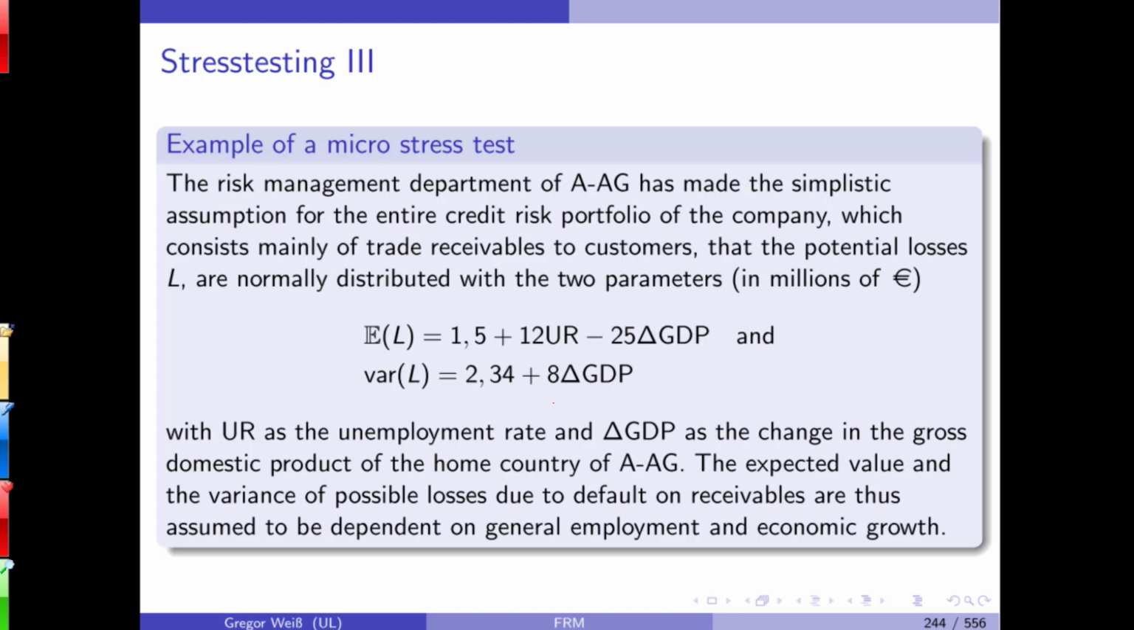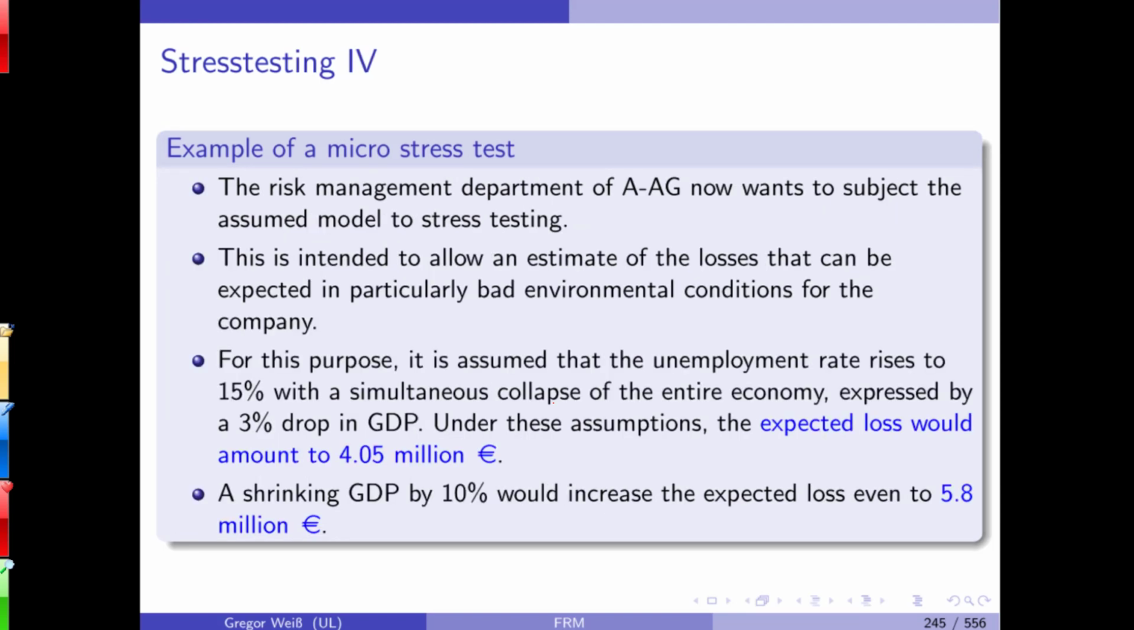You have some idea how your profits look like or how your losses look like. You have a function that looks like this with an expected loss and variance. You have unemployment rate, GDP, and then you simply assume, okay, unemployment goes up by 10%, GDP growth goes down by 10%, what will happen? And then you calculate those hypothetical losses, and if you are able to withstand even these high hypothetical losses, then it's okay. If not, you have a problem.